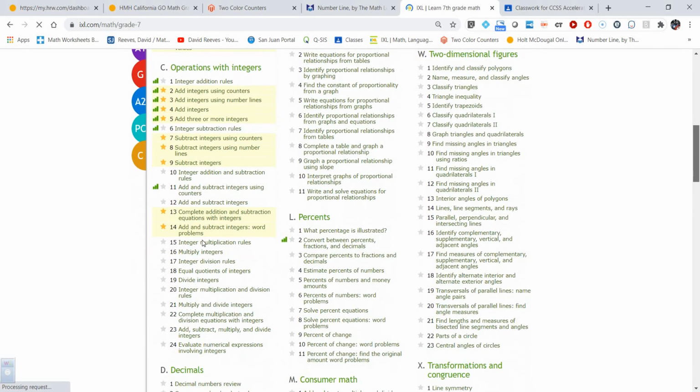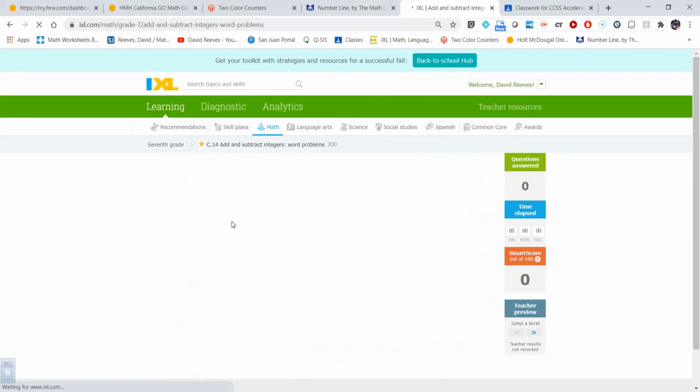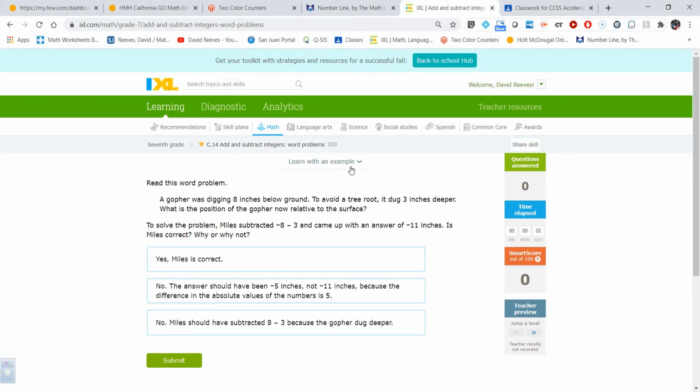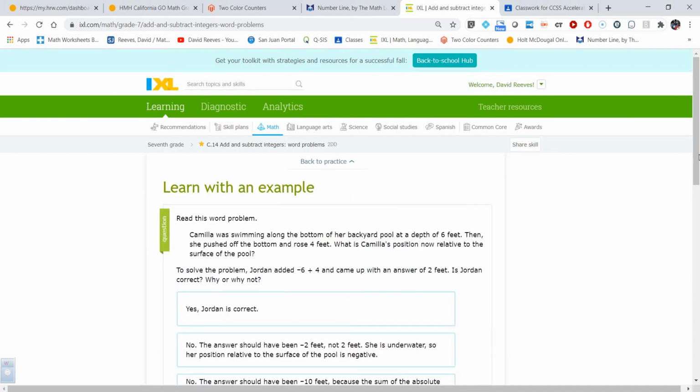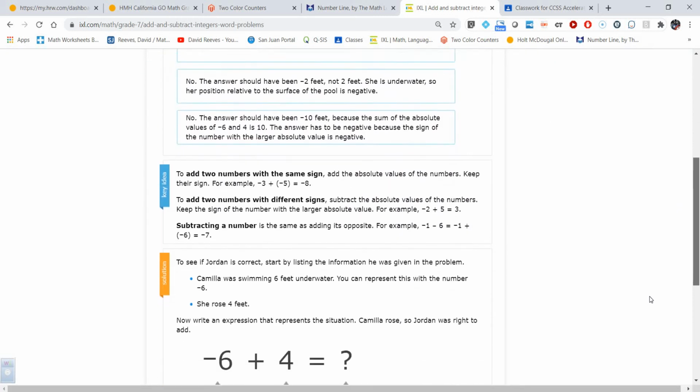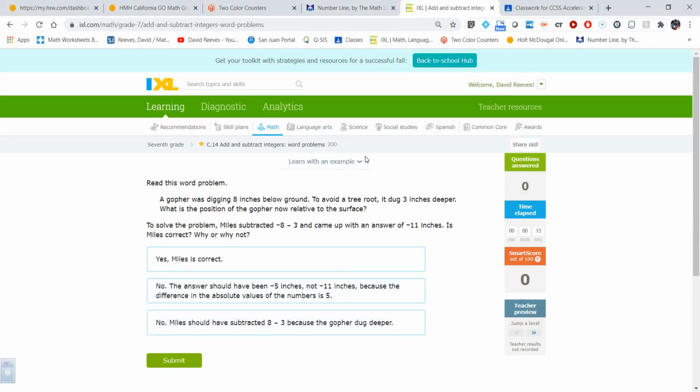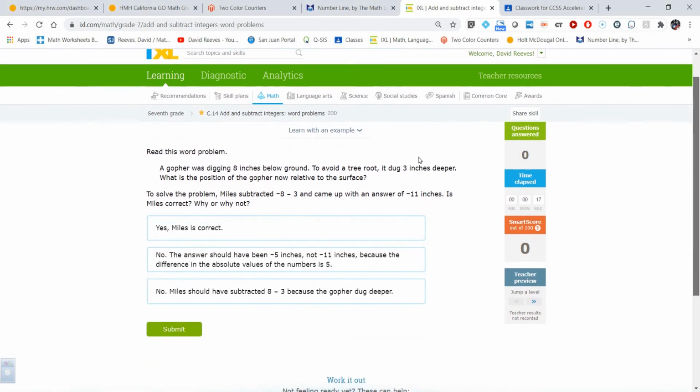All right, the last skill here: add and subtract integer word problems. Everybody loves word problems, don't they? Just a reminder, I should have said this before. If you get stuck, remember there is this "learn with an example" option where they will show you how to do the problem. So even after watching my videos, if you need some extra help, try their "learn with an example," and hopefully that can help you.